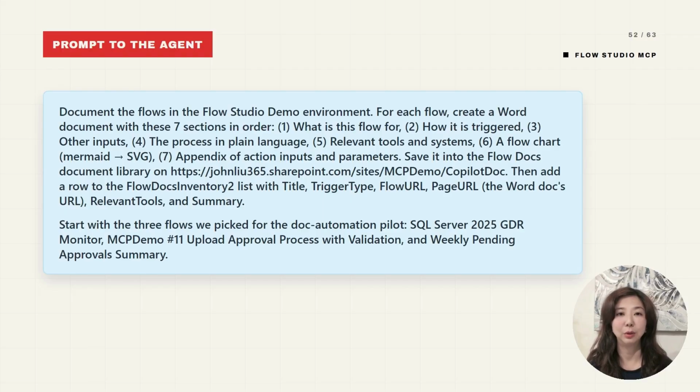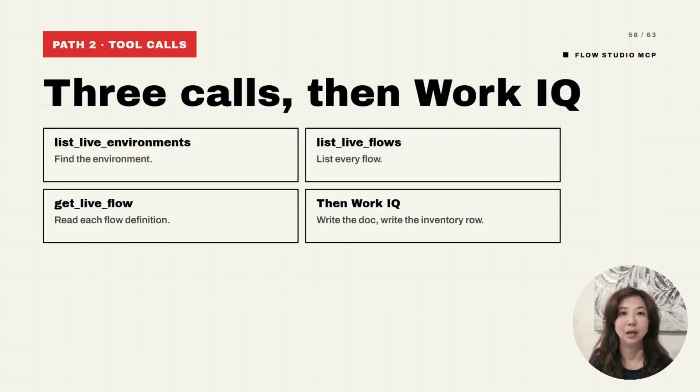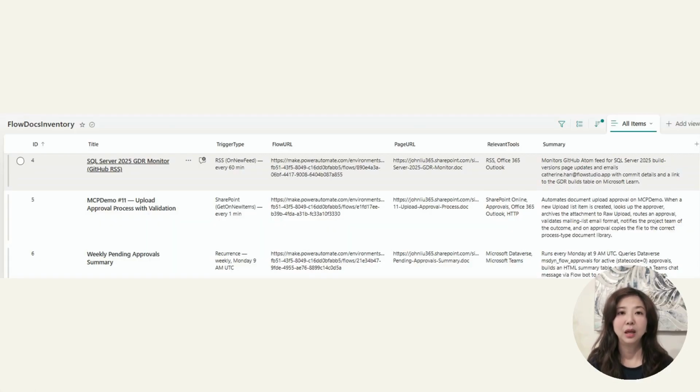Save it into a library called Copilot Doc, and then add a row to Flow Doc Inventory 2 with these 6 fields. Start with 3 flows for the pilot, and the agent works through it step by step. List live environments, list live flows, get live flow on each, then WorkIQ to write the documentation, then to add the inventory row. So the outcome is we got 3 Word documents and 3 inventory rows.